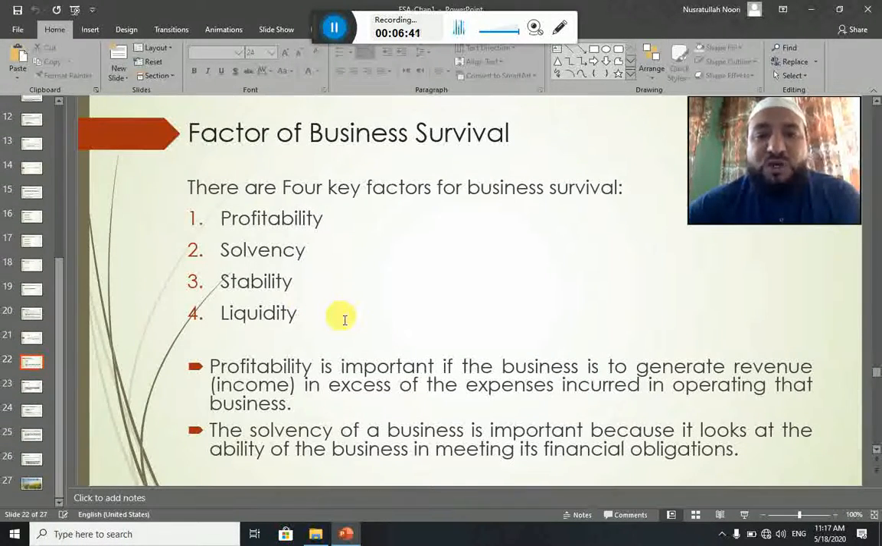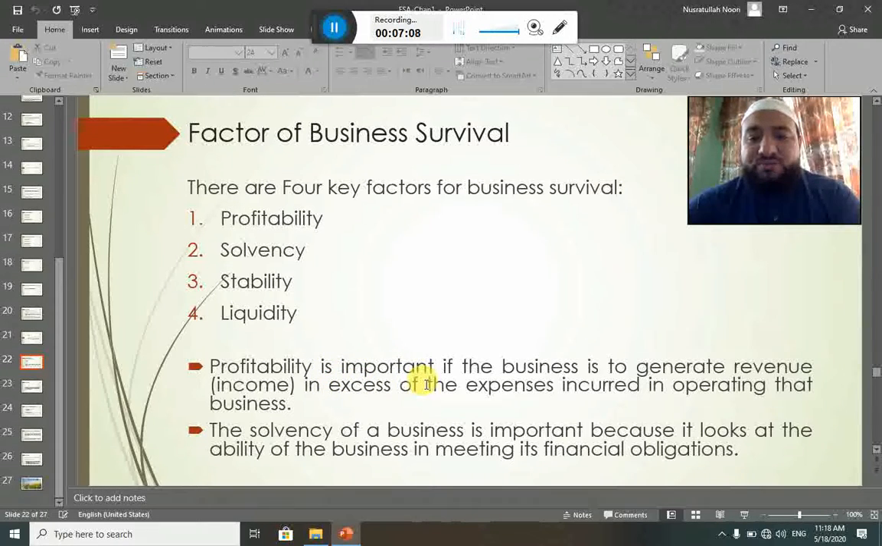Once we find out that the business is surviving or not surviving, then we make further decisions, right? So the first one is profitability, the second one is solvency, the third one is stability, and the fourth one is liquidity. These terms have already been discussed in the first lecture, so here it's the detail. So let's talk about them one by one.